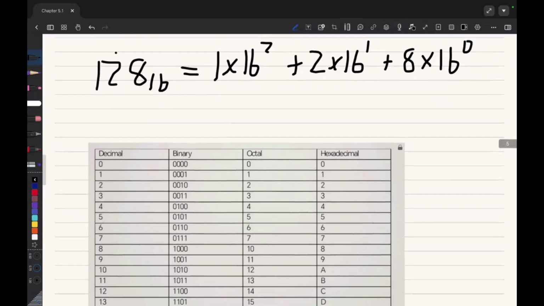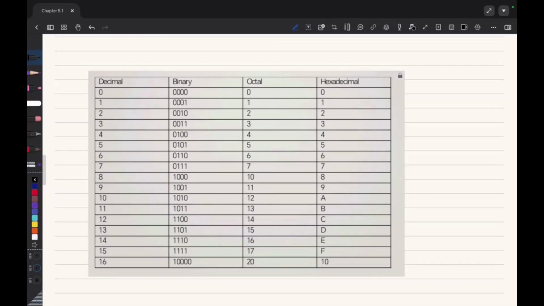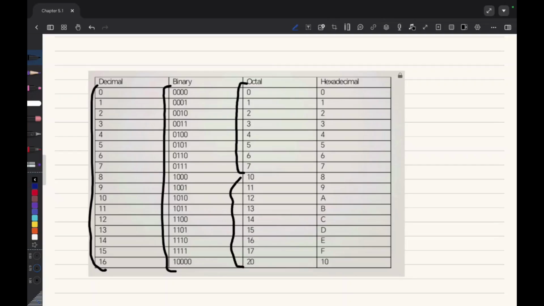And then now we have this table. This table is just the representations of every number in every system, right? In decimal, we have 0 to 16. In binary, still, it's 0 to 16. In octal, we have 0 to 7, and then we have 10 to 17 actually, then 20, and so on.